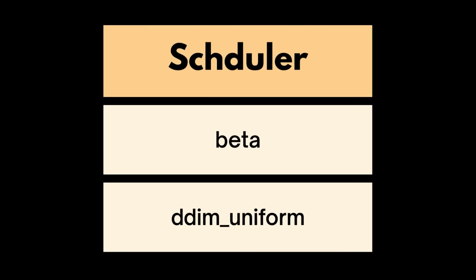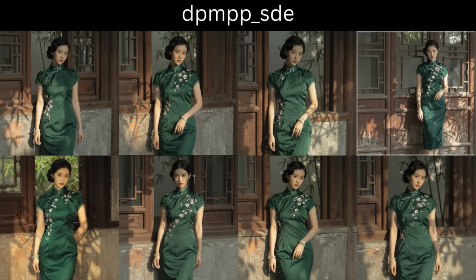Let's move on to schedulers. The DDIM uniform scheduler is actually quite unique. Let's go back and look at these 8 images made with DPM++ SD sampler and different schedulers. Can you guess which one used DDIM uniform? The answer is the one in the top right corner. It is a 3-quarter portrait. The others are all half-body portraits. Let's look at another set. You see, the top right one stands out again.